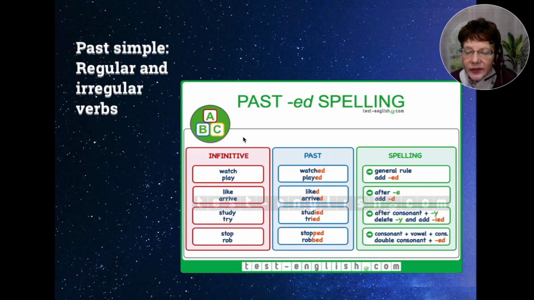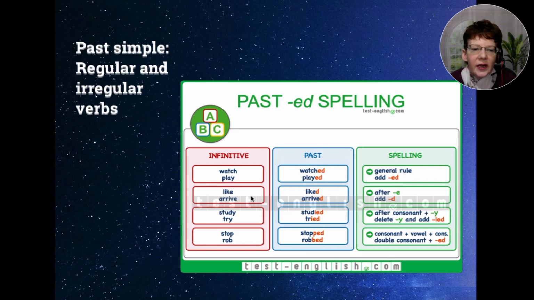All right, let's look at this table really quick. We're going to look at the ED spelling, and this is for regular verbs. For example, we have these verbs here, watch and play. So we're going to add ED to these to form the past. So this is a general rule. We add ED to most of these verbs.